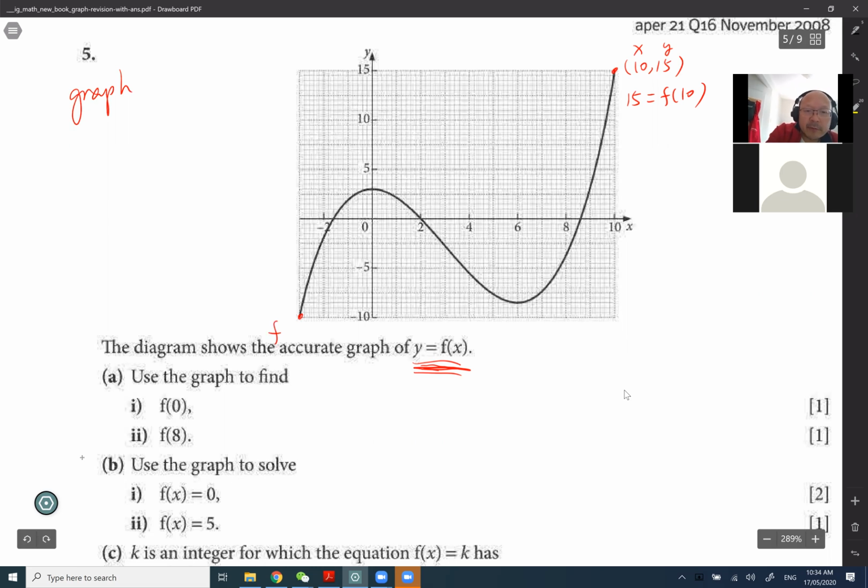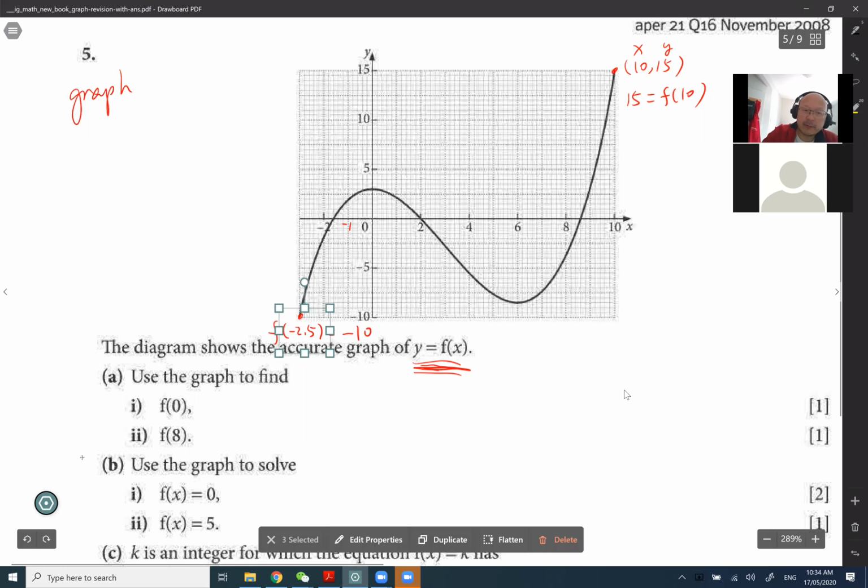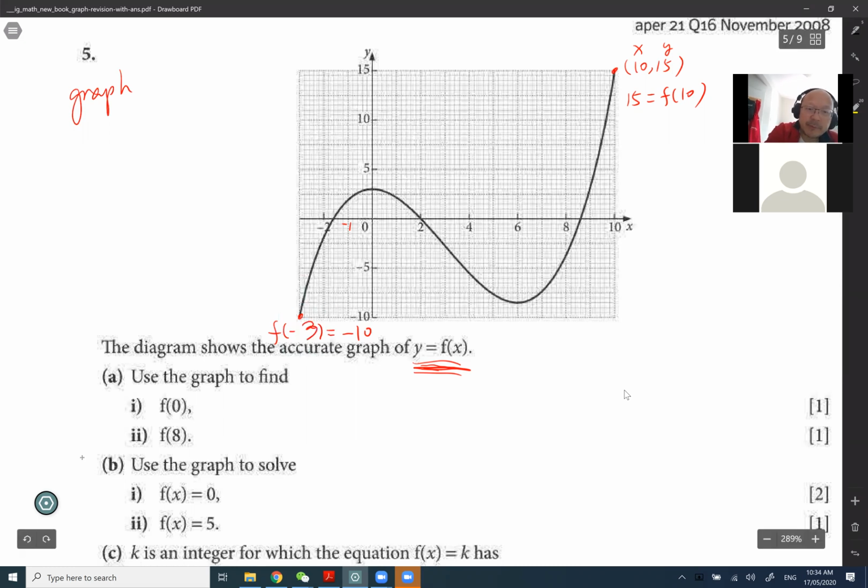This is f(-2.5) equals -10. Yeah, this is negative 1. Oh, negative 3, sorry, not negative 2.5. It's negative 3. f(-3) equals -10. So this point is (-3, -10). Okay, that's the idea for function.